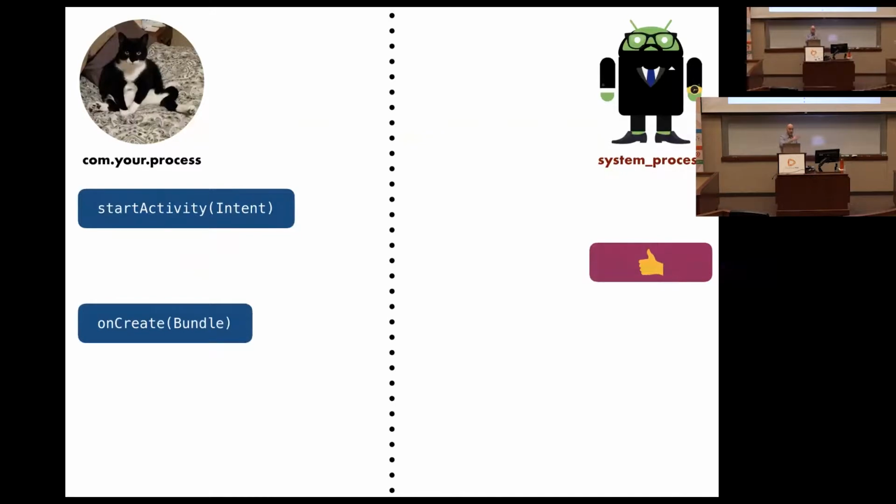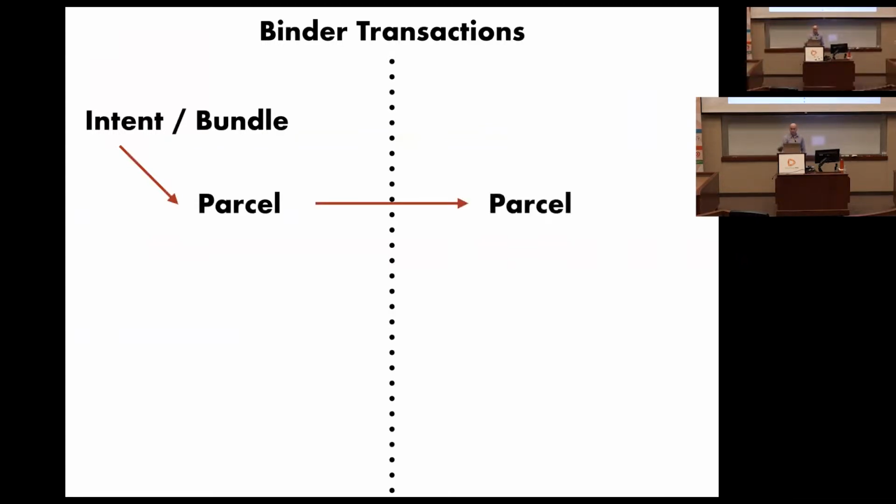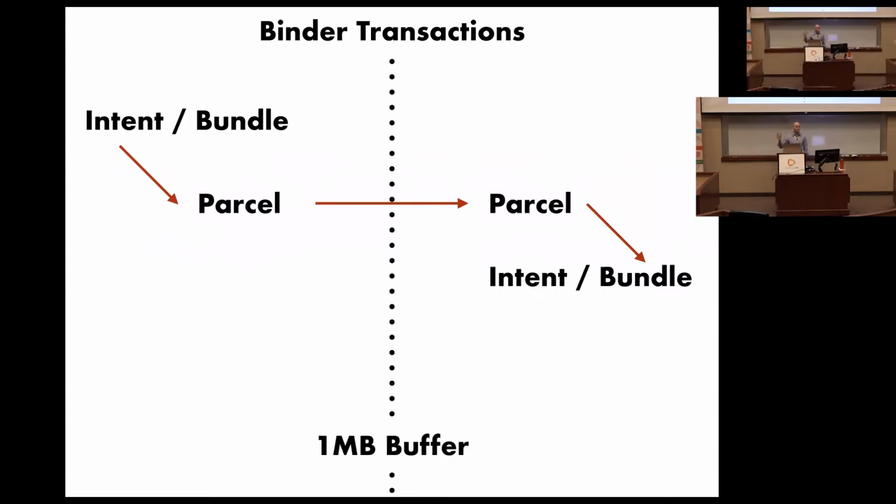Now, every time we pass data back and forth here, we're doing a binder transaction. This is the way we communicate from one process to another on Android. So just a little more about how this works. You start with something like an intent or a bundle. This gets written to a parcel, which is a very optimized object for this inter-process communication. It's part of this binder transaction, comes out on the other side in the other process, and it writes it back out into the initial object that you were looking for. The key idea here is that there's a 1 megabyte buffer for all these transactions that originate from your process.